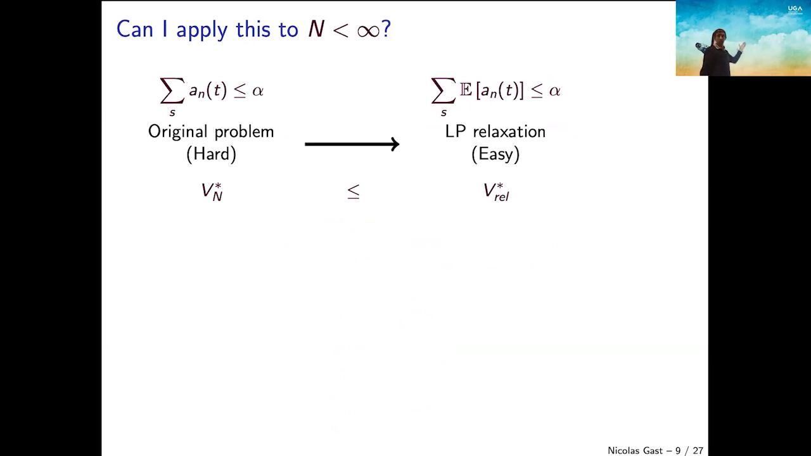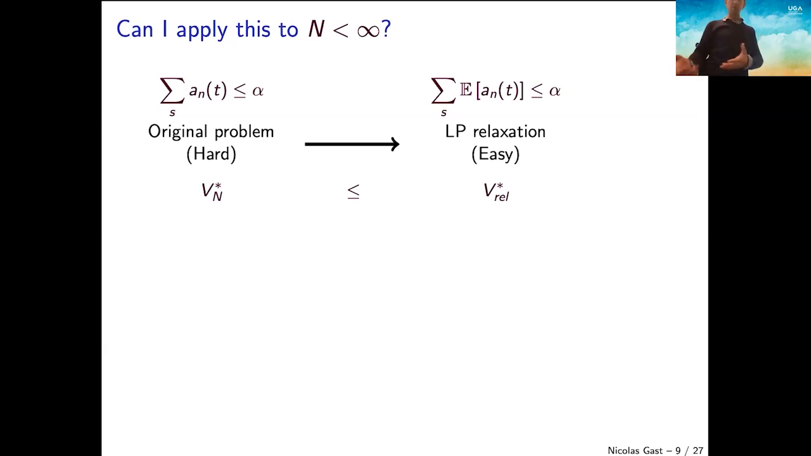The idea is that because I have a relaxation, the value function of my system N will of course be smaller than the value of my relaxation. I'm trying to maximize reward, so if I have fewer constraints, it's easier. But my original problem was that I want to activate at most alpha times n, and here the expectation should be smaller than alpha.